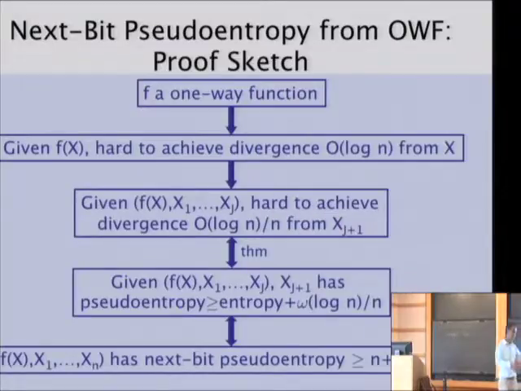It's a type of distributional one-way function property that follows from the standard one-wayness. Then when you break things into bits, you lose a factor of n in the divergence, so that you have O of log n divided by n bits of hardness of predicting per bit on average. Then you apply the characterization to the individual bits, and add things back up again. You get your log n gap.